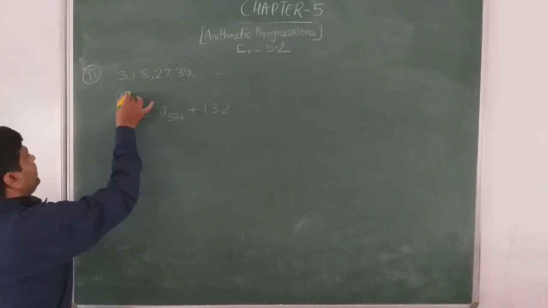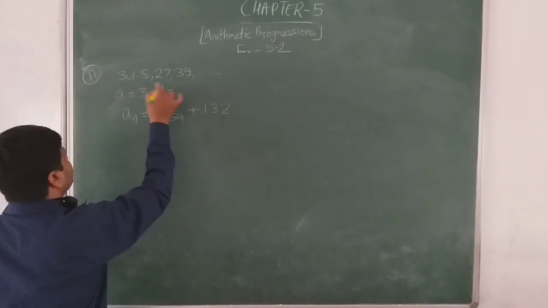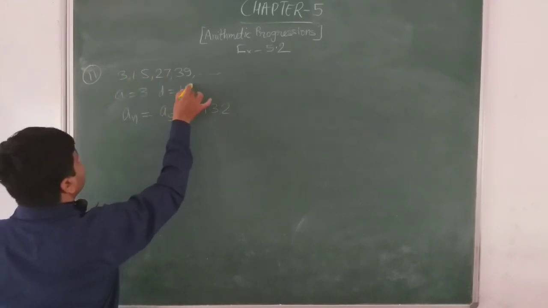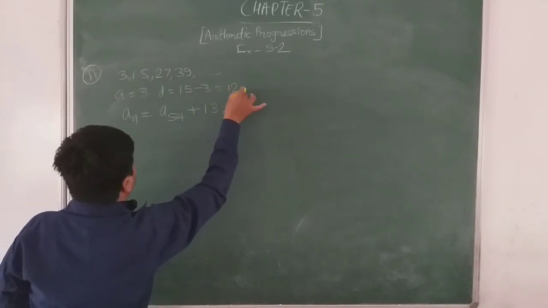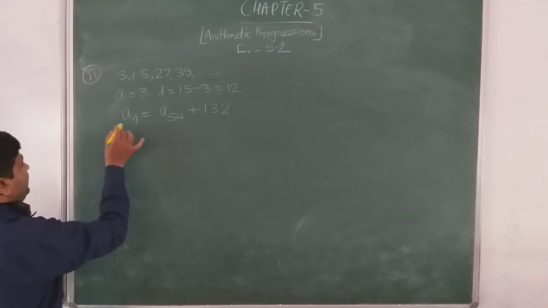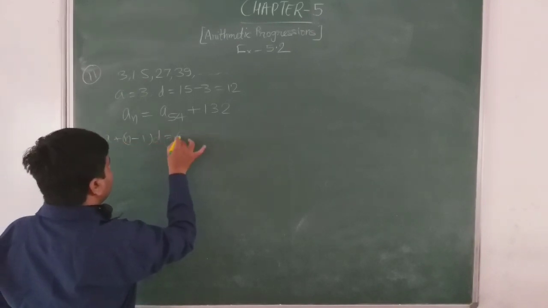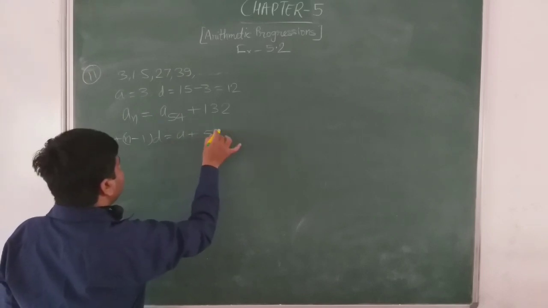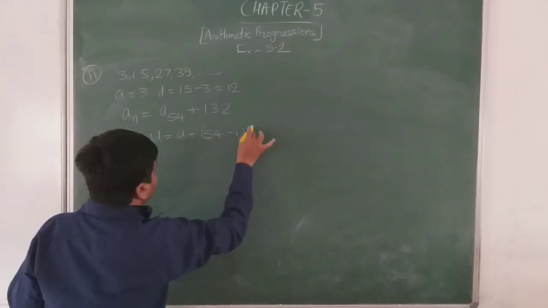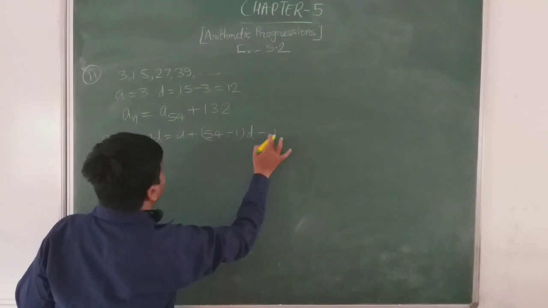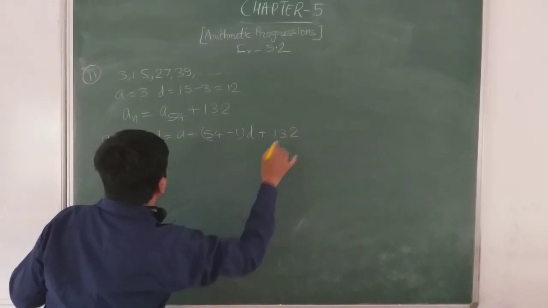अगर हम ऐसे a की वैल्यू फाइंड आउट करें 3, d फाइंड आउट करें तो सेकेंड टर्म माइनस फर्स्ट टर्म मीन्स 15 माइनस 3, दैट विल बी 12. नाउ पुटिंग द फॉर्मूला an मीन्स a प्लस n माइनस 1 इंटू डी equals to a54. तो a plus same formula, n minus 1 means 54 minus 1 into d equals to a54 plus 132. Sorry, not equal, it is plus 132.